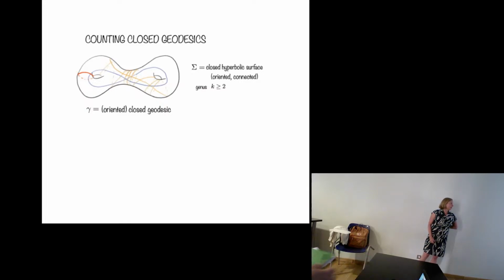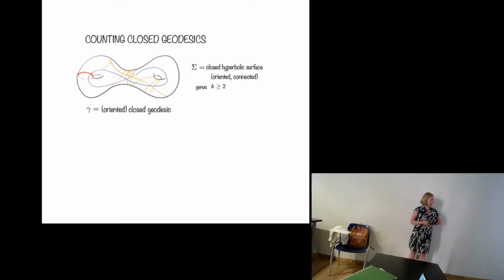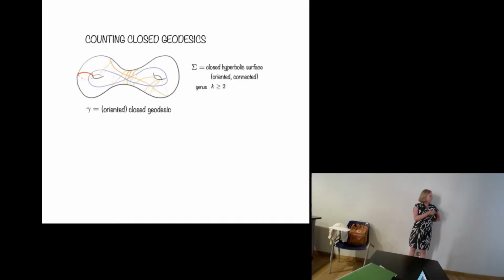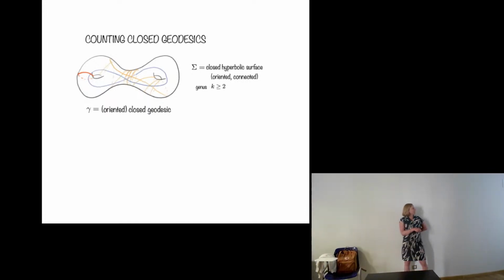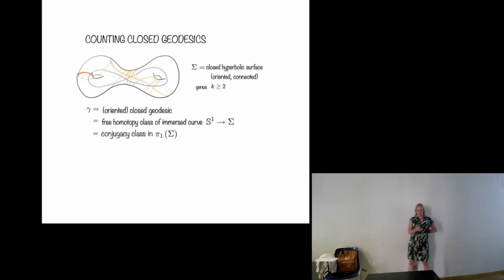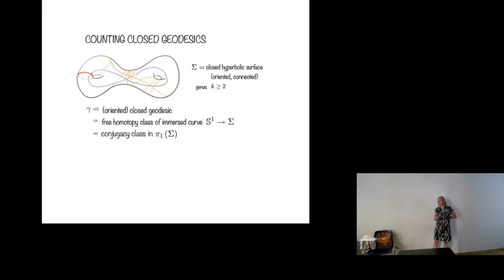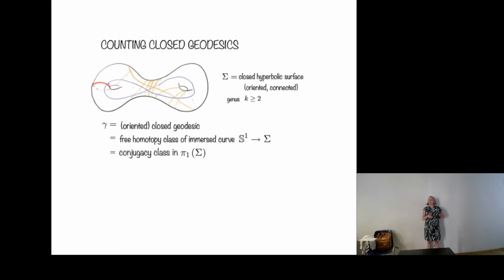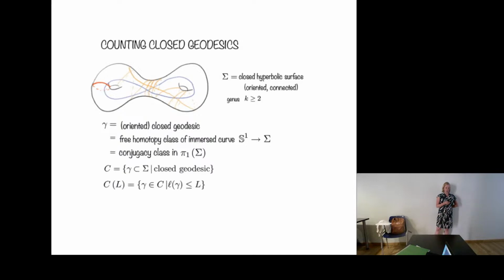So we're going to count closed geodesics. So gamma is going to be an oriented closed geodesic. The colors are not really coming out, but all closed geodesics, not necessarily simple, can self-intersect as much as they want. I'm going to think of them just as closed geodesics, but also identify them with free homotopy classes of loops, so immersed loops, or also as conjugacy classes in pi 1 of the surface. So I will use all three things interchangeably. So C is going to denote the set of all such closed geodesics, and C of L is going to be those of length at most L.